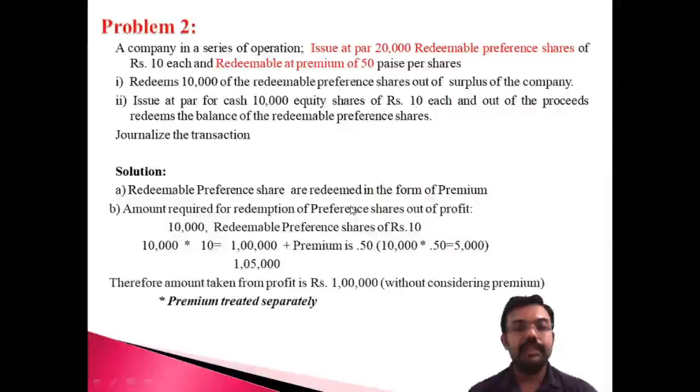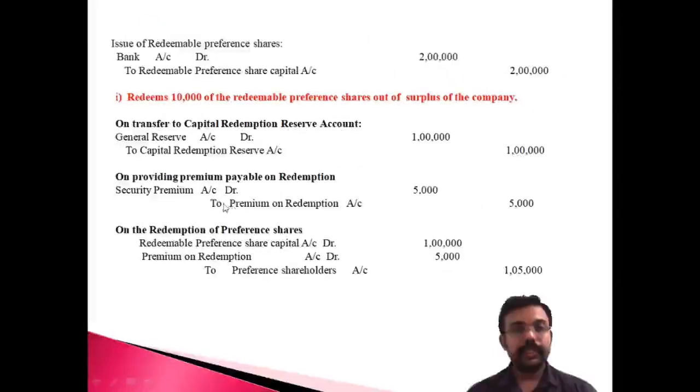The first situation, the premium amount is 5,000. The 5,000 is a premium on redemption, out of the profit. So, securities premium account at premium on redemption 5,000. Okay, and the last one is given the redemption in the form of the premium. That means the premium on redemption of preference share capital account.